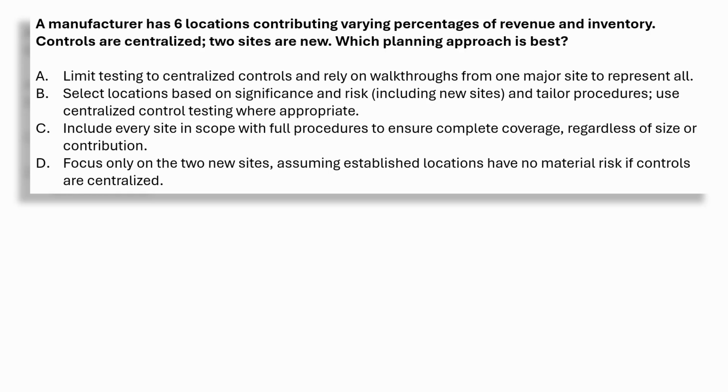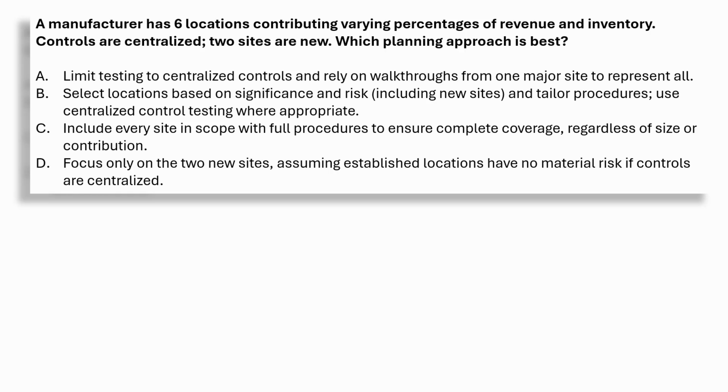Option B, select locations based on significance and risk, including new sites, and tailor procedures. Use centralized control testing where appropriate. Yes, this is the sweet spot. Significant and higher risk sites get direct attention, including those new ones, because new equals higher risk, while centralized controls can be tested once and applied across sites where relevant. This balances efficiency and audit coverage.